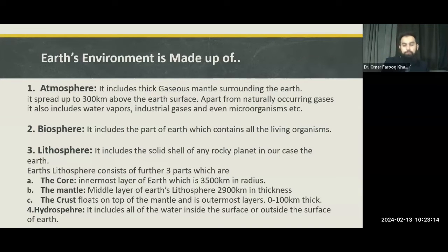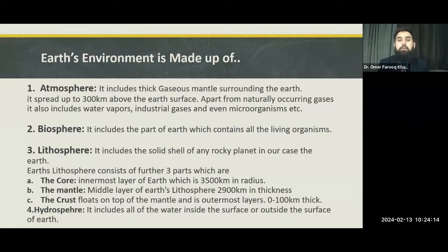Whenever we start from the surface of the Earth and move towards outer space, that part of the area is called atmosphere. For example, if a rocket takes off from the surface of the Earth and goes beyond 300 kilometers above the Earth's surface, then it clears the atmosphere of the Earth. So the thick gaseous mantle surrounding the Earth forms the atmosphere. It spreads up to 300 kilometers. Some books write 50, some 70, some 300, and some even 320 or 330, but most books say it spreads up to 300 kilometers above the Earth's surface. Apart from naturally occurring gases, it also includes water vapors, industrial gases, and even microorganisms.